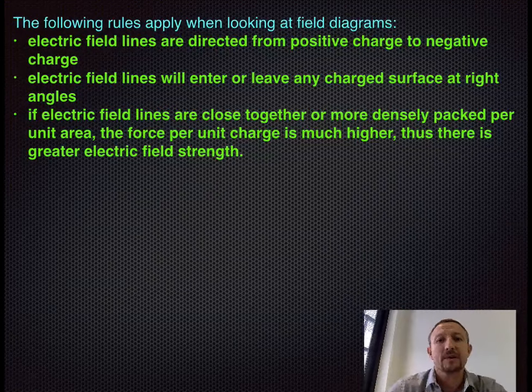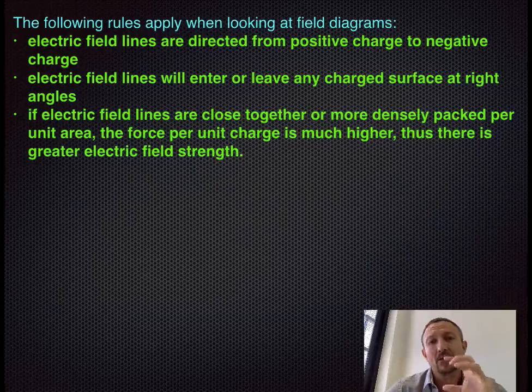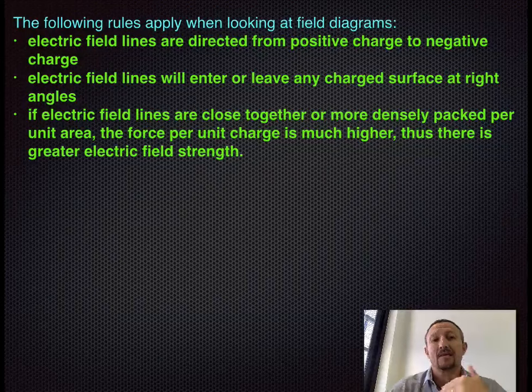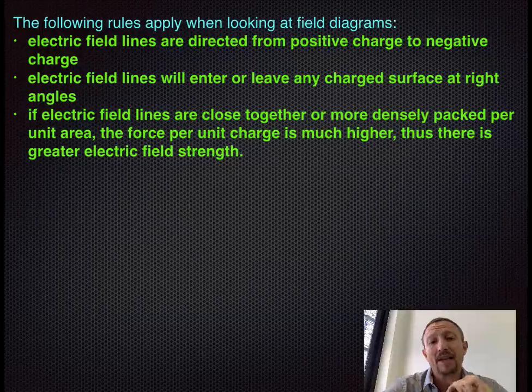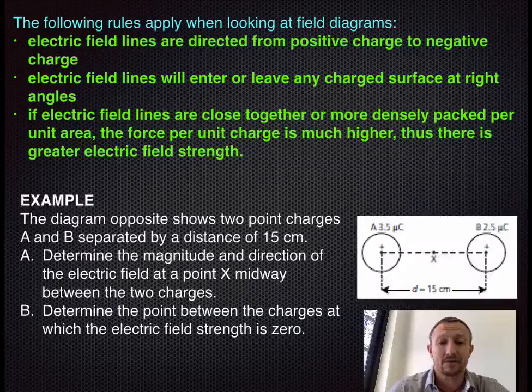If the electric field lines are close together or more densely packed per unit area, the force per unit charge is much higher. And that goes back to the diagram where I had that red dotted line going to the pink dotted line. You notice that if I go from pink to red, I increase the number of field lines from 1 to 5. As a result, for the same amount of area, I get an increase in force. The result is I get a greater electric field strength.